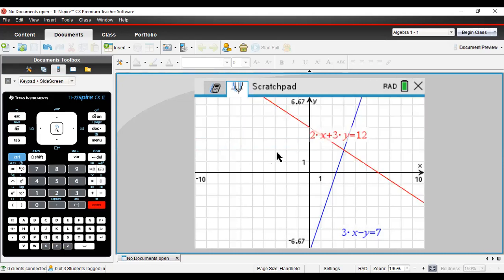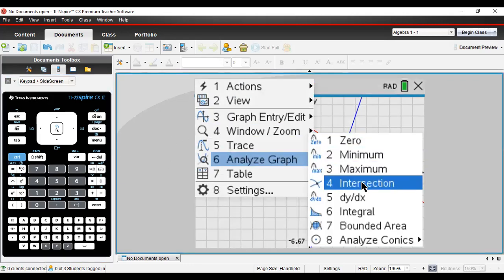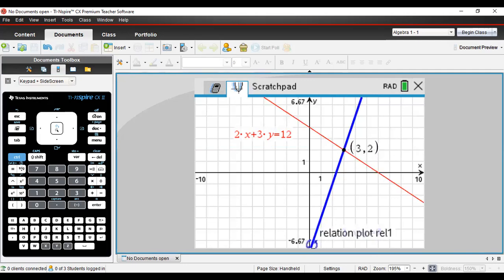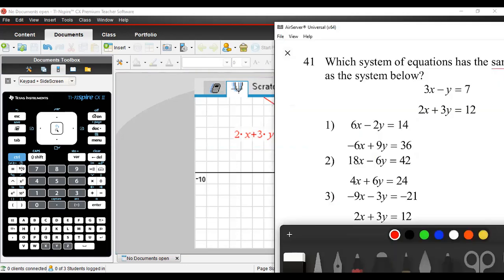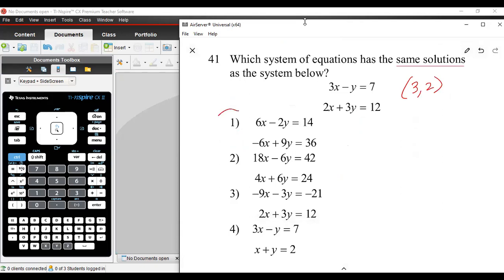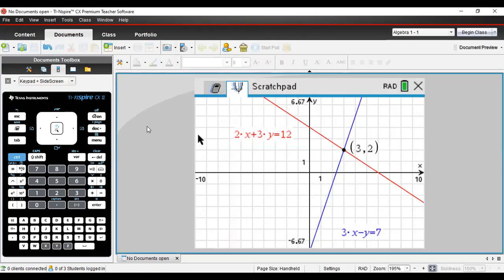Boom, got it? Now, you can see the intersection is right here. So we're going to find that intersection, and we need to know what the x and y coordinates are. So we're going to go menu 6, and then we're going to use 64 for intersection. So you start to the left of the intersection and pull it. So that is our solution. On my iPad, on the paper, I'm just going to write the solution for this is 3, 2. Now, one of these is going to have the same solution, and that's all we need to do. Okay, so let's go here.